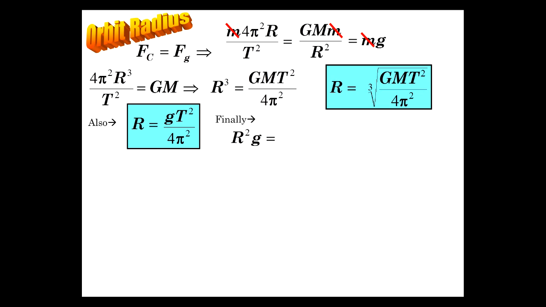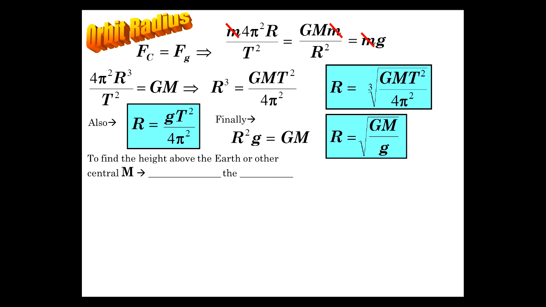And finally we can set these two equal if we want. R squared g equals GM. R is square root of GM over g. All right, so you see all the possibilities, and there are more.